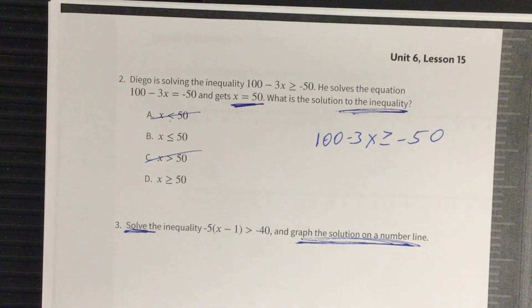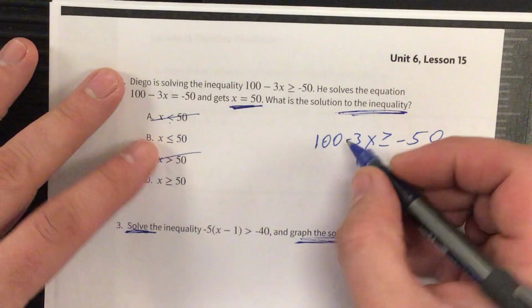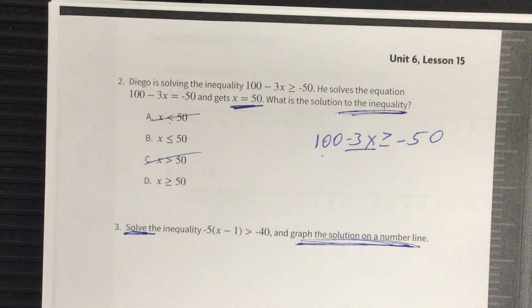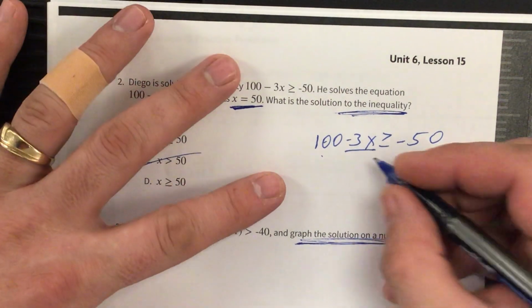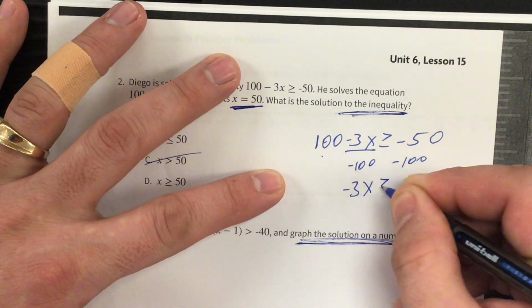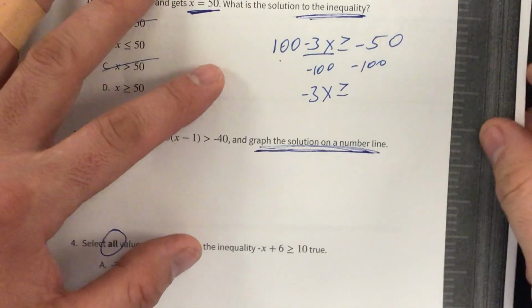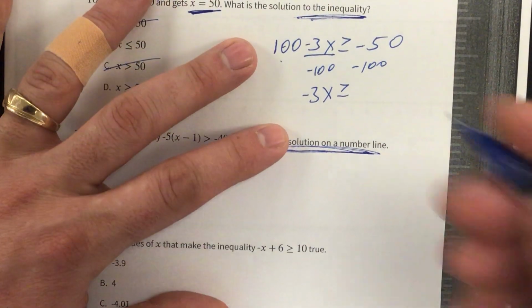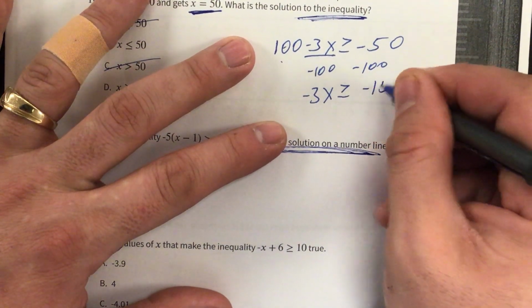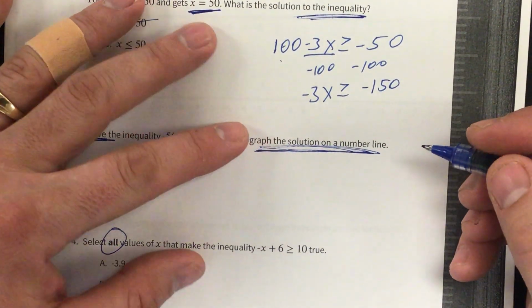Now let's answer this. I do not have parentheses, so I'm not going to touch my x first. I'm going to get rid of the positive 100. How do you get rid of a positive 100? Subtract 100. So I got negative 3x is greater than or equal to, what's negative 50 minus another 100? Negative 150. Yeah, you're going more in the hole, negative 150.